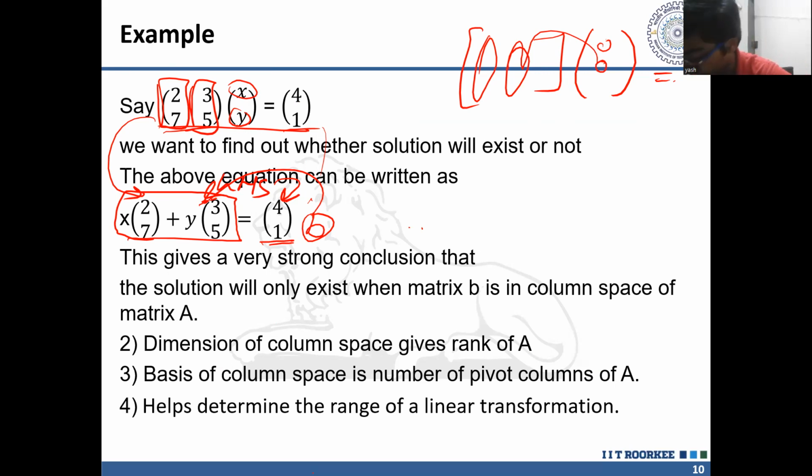The second application is that the dimension of the column space gives the rank of A, which we have seen the same in the case of row space. The basis of the column space is basically the pivot columns of A.